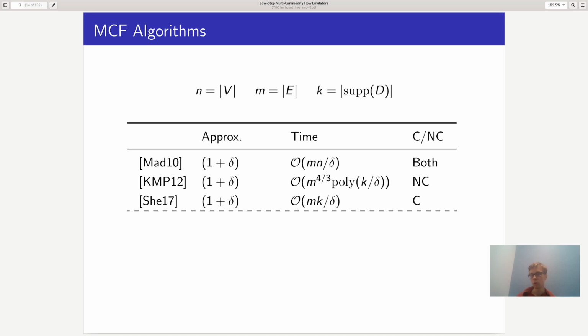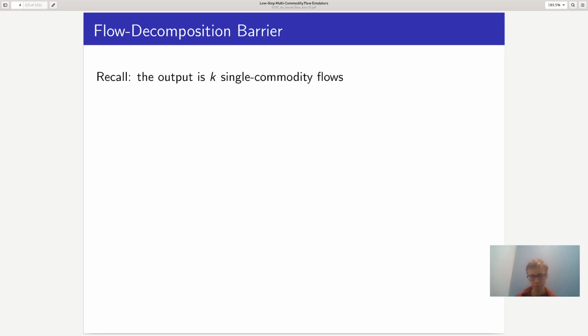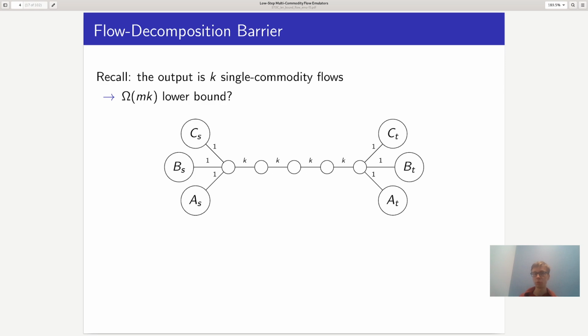Trying to go below quadratic time, however, we hit the flow decomposition barrier. So if you recall, the output of multi-commodity flow is k single commodity flows. And each single commodity flow could in principle have flow on all M edges of the graph, which would mean your output size is M times k. Are there graphs where M times k is necessary? Yes, even this very simple graph requires any competitive output in both the concurrent and non-concurrent flow variants to have size omega M times k.